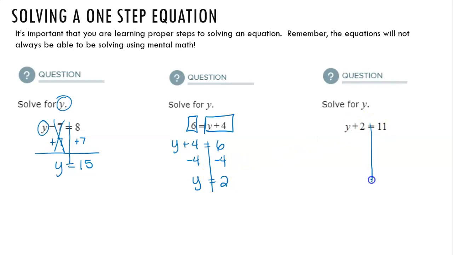When I solve for y, I'm going to pause here. You try this one on your own. Hopefully you practiced your good problem solving skills and you subtracted 2 on each side, and so you got y equals 9.